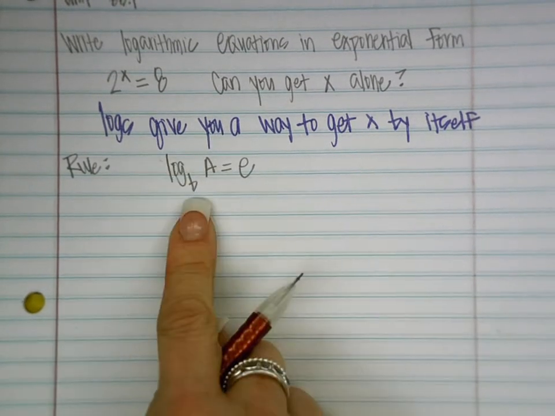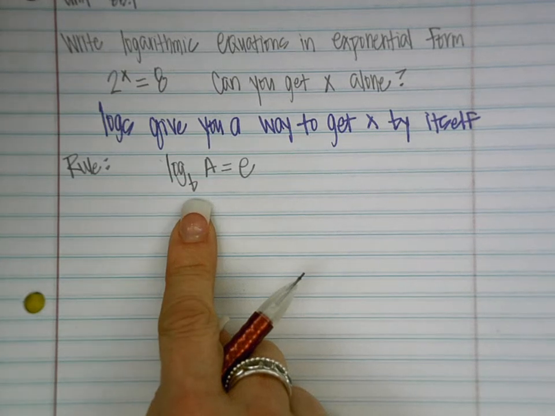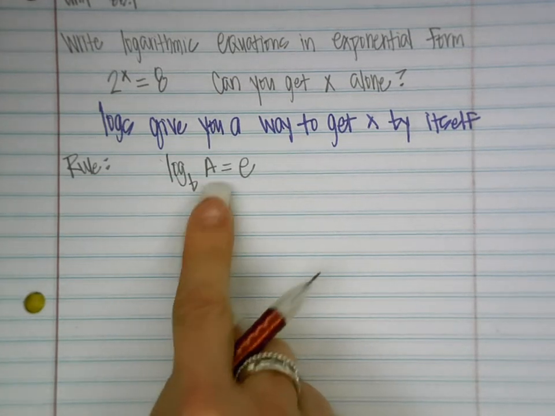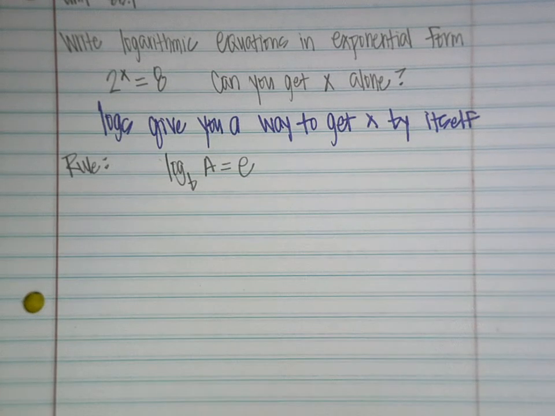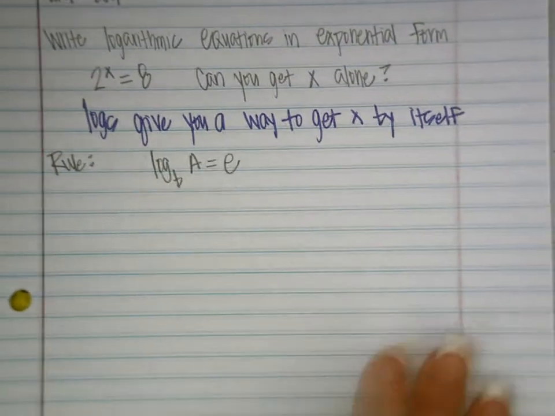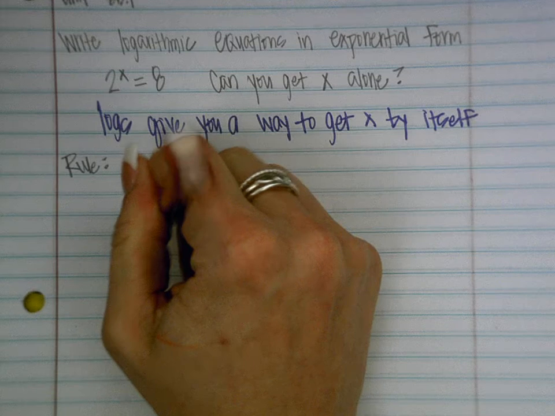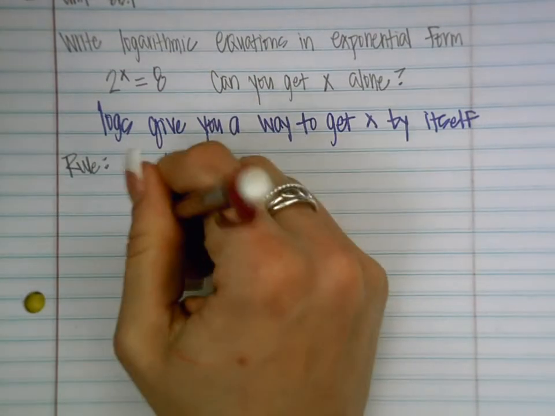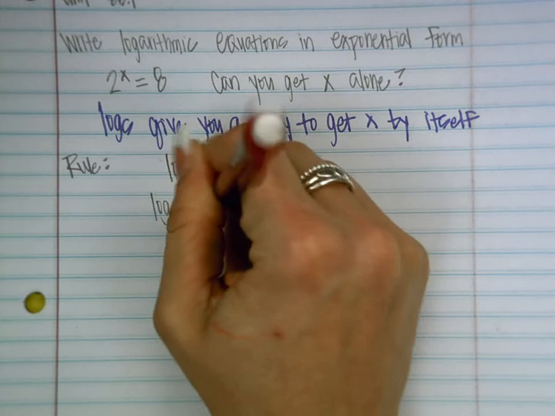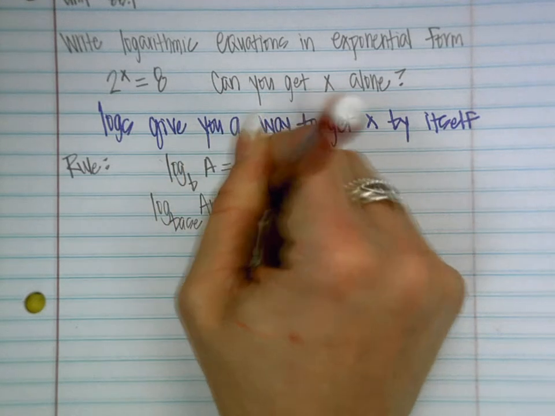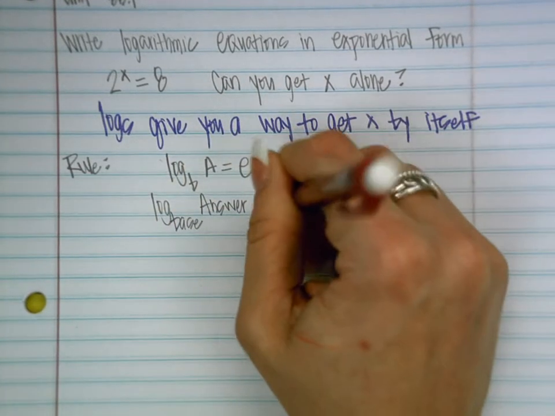So log b is like subscript, so below. A and log are on the same level. Equals and e are all on the same level. What that means is you're always going to see the word log. The b here stands for the base. The a stands for the answer. Equals, e stands for an exponent.